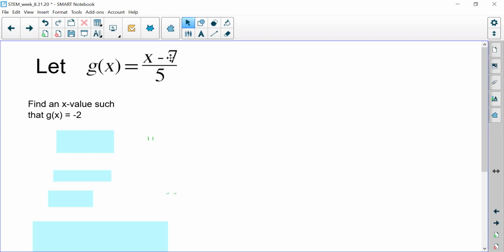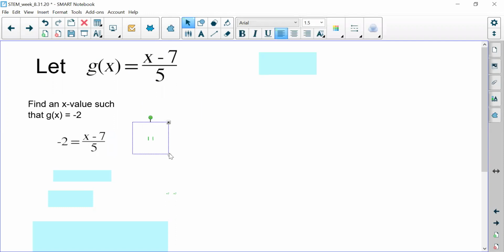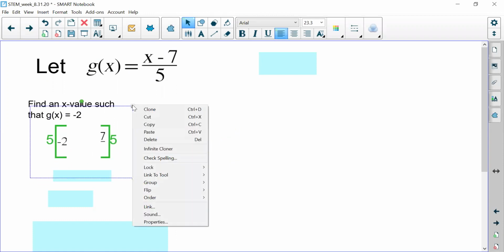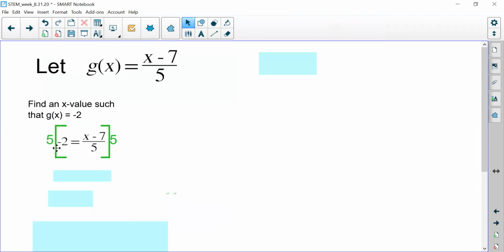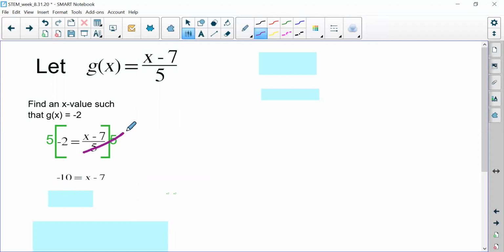Well, x minus 7 divided by 5 equals g of x. Therefore, these two things must be equal. -2 must equal x minus 7 over 5. So I set them equal to each other. And now I try to solve. So I multiply, just like before, I multiply both sides by 5. And the left side becomes -10. The right side, those two 5s cancel out, leaving you with just x minus 7.